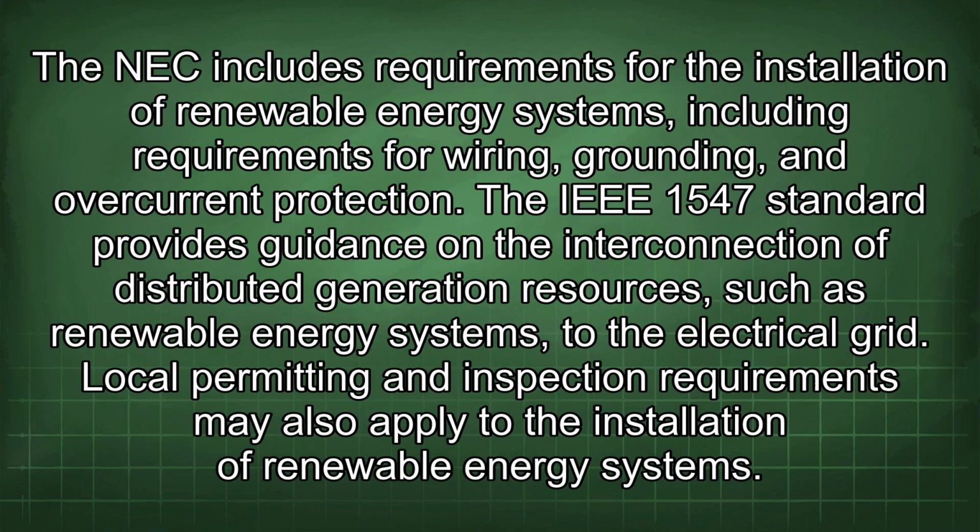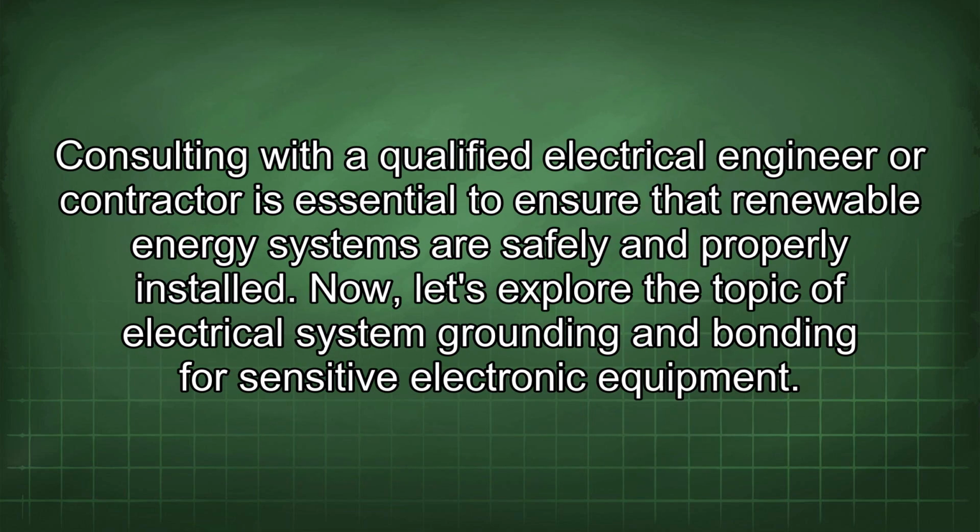The NEC includes requirements for the installation of renewable energy systems, including requirements for wiring, grounding, and overcurrent protection. The IEEE 1547 standard provides guidance on the interconnection of distributed generation resources, such as renewable energy systems, to the electrical grid. Local permitting and inspection requirements may also apply to the installation of renewable energy systems. Consulting with a qualified electrical engineer or contractor is essential to ensure that renewable energy systems are safely and properly installed. Now let's explore the topic of electrical system grounding and bonding for sensitive electronic equipment.